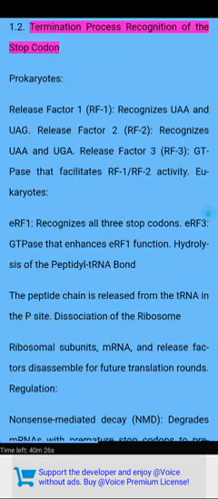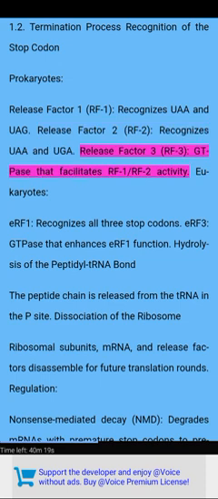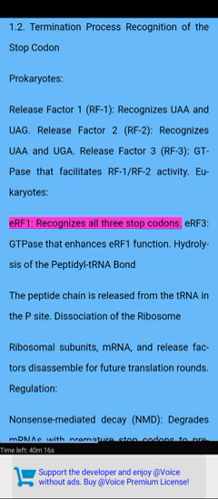1.2. Termination process: recognition of the stop codon. Prokaryotes: Release factor 1 (RF1) recognizes UAA and UAG. Release factor 2 (RF2) recognizes UAA and UGA. Release factor 3 (RF3) is a GTPase that facilitates RF1 and RF2 activity. Eukaryotes: eRF1 recognizes all 3 stop codons. eRF3 is a GTPase that enhances eRF1 function.